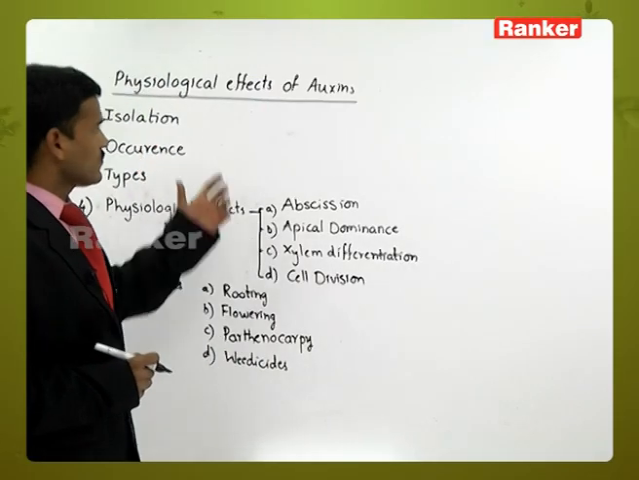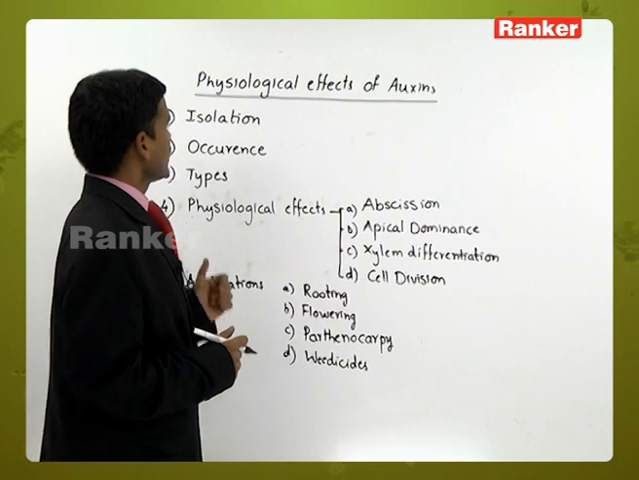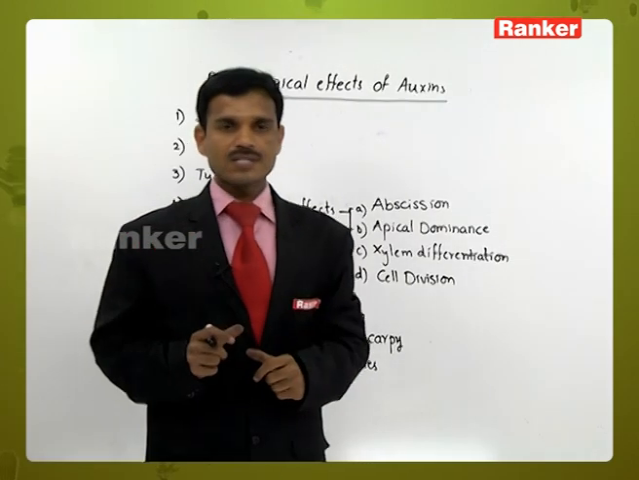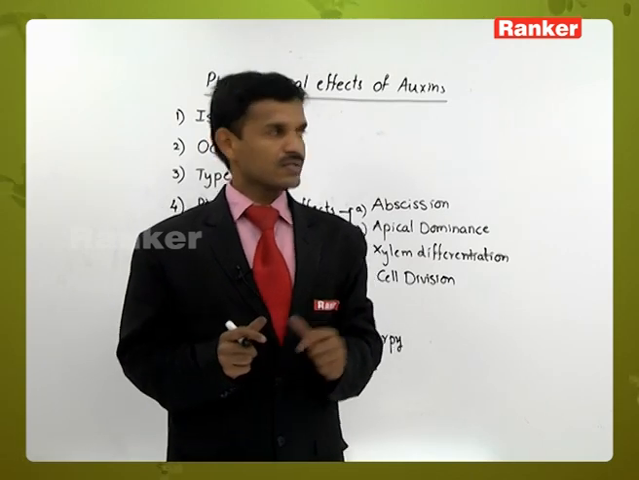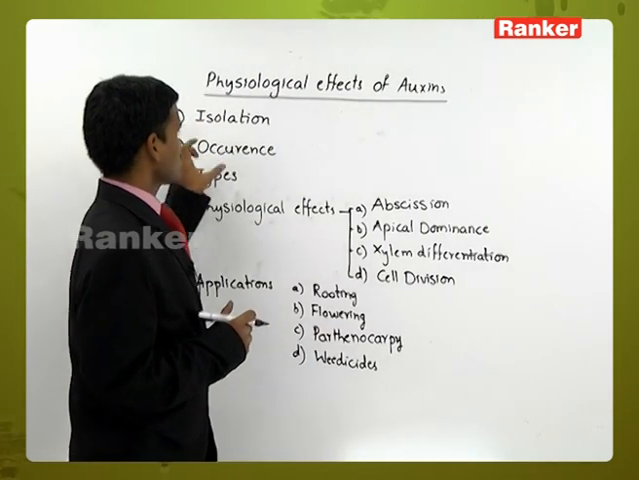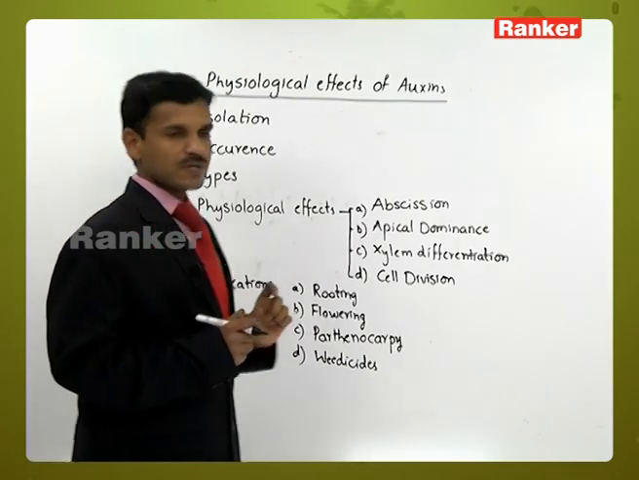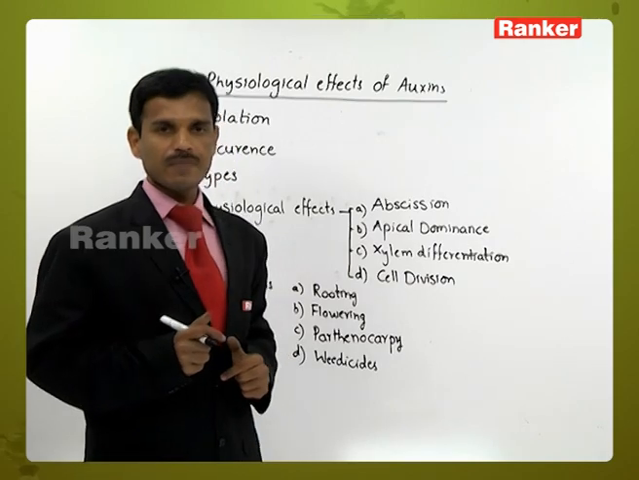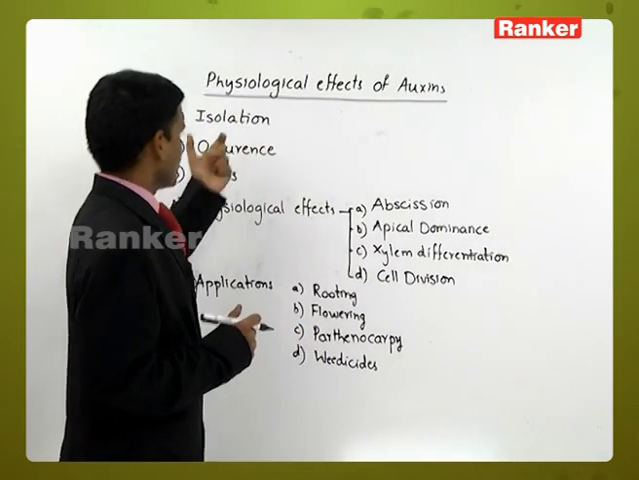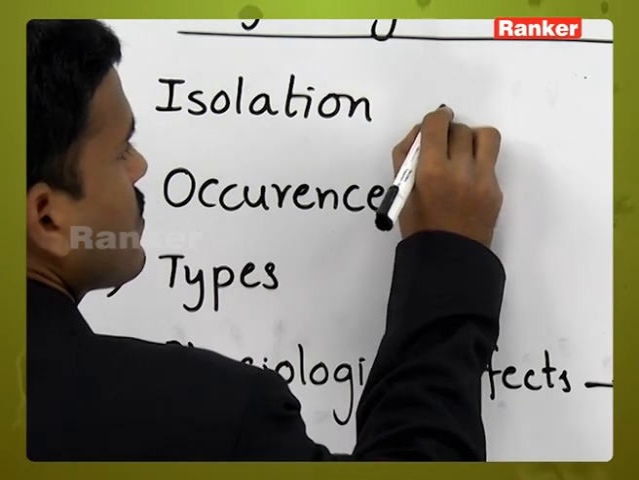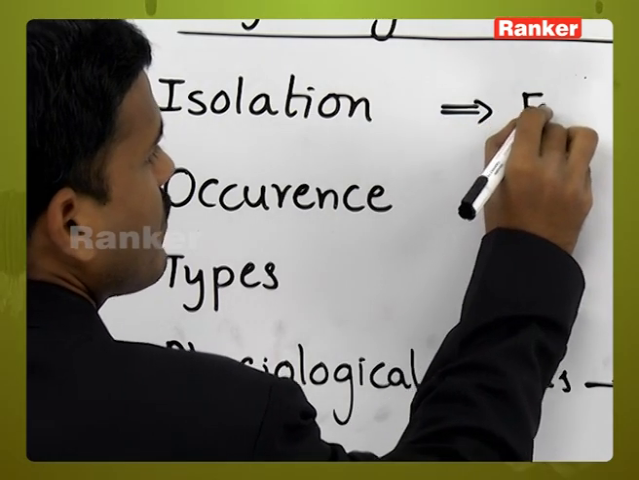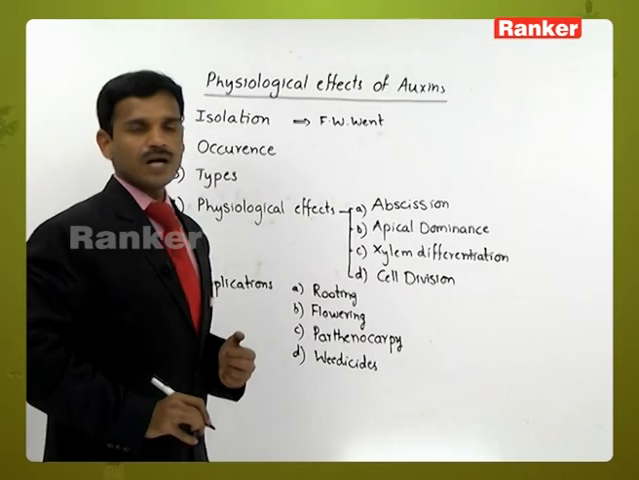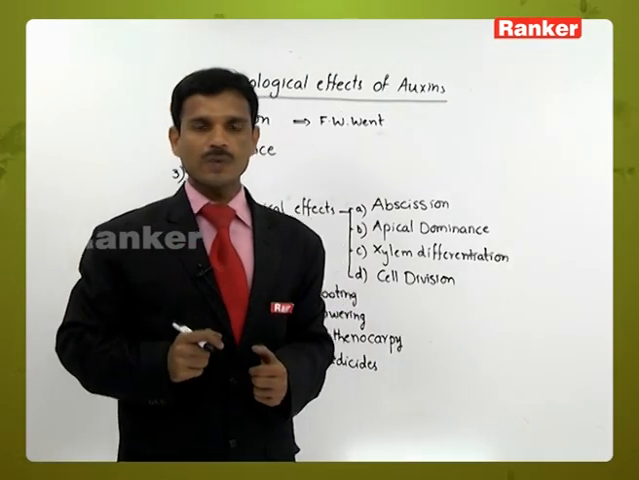Physiological effects of auxins. First, isolation. Auxins are synthesized in different areas. Auxins were first observed by Charles Darwin and Francis Darwin and isolated by F.W. Went from the Avena (oat) coleoptile tip.